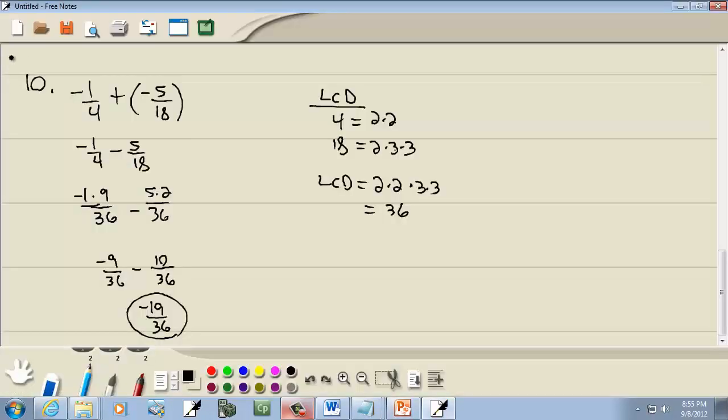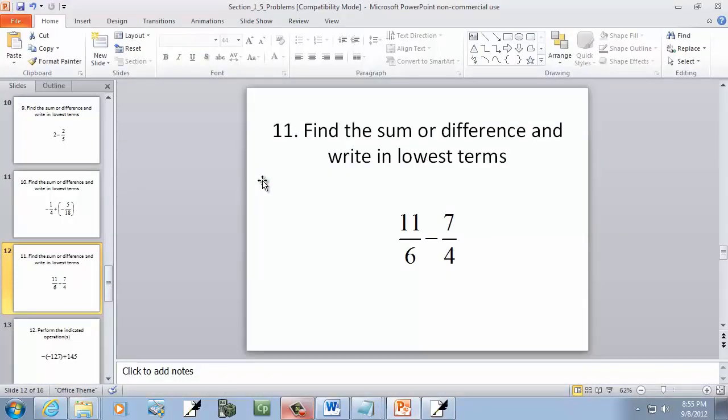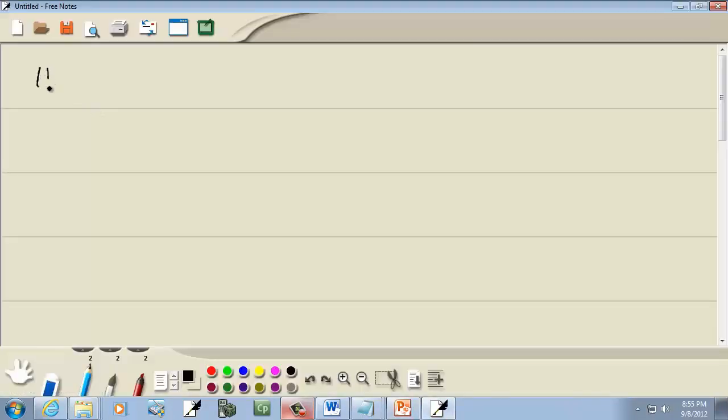Let's take a look at one more. Let's start a new page. So we got 11/6 minus 7/4. Okay, so we want to figure out what our LCD is.